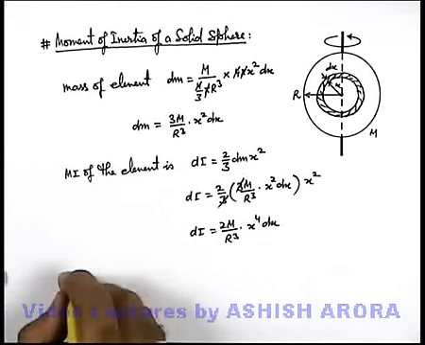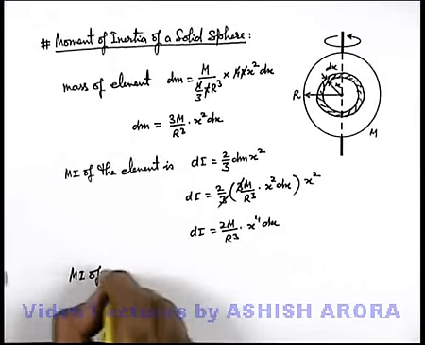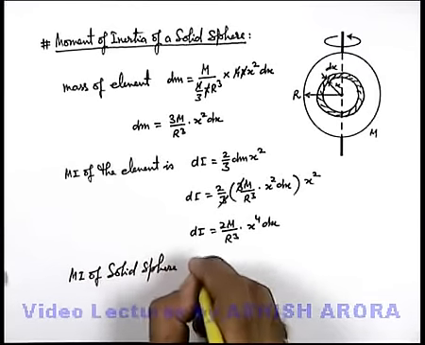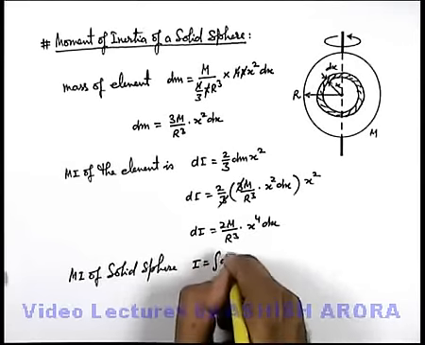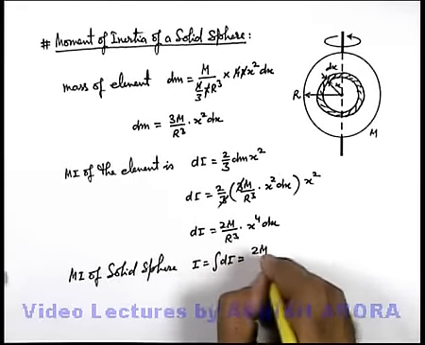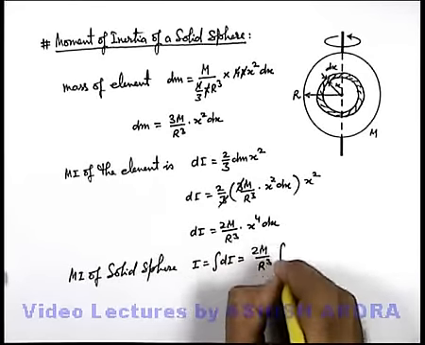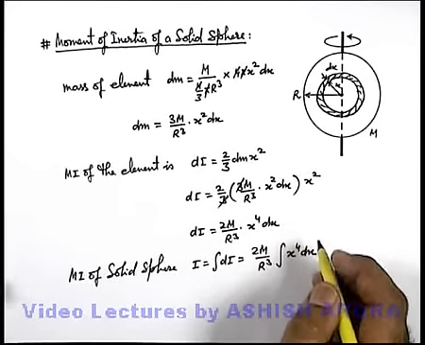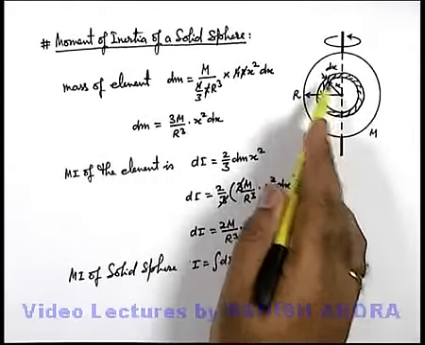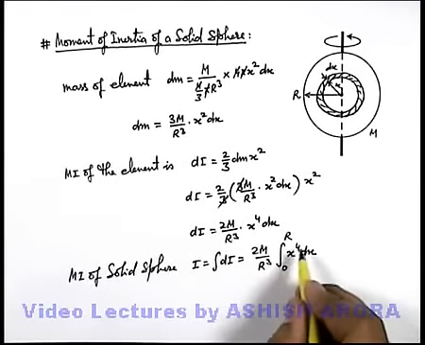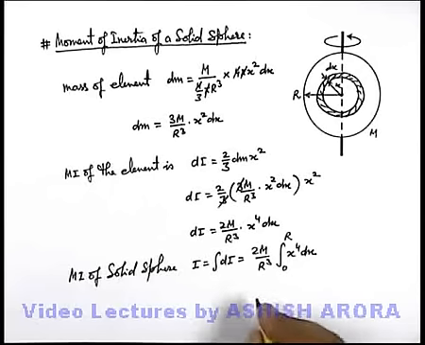So the total moment of inertia of the solid sphere can now be directly given by integrating this dI. And here, as 2m by r cube is a constant, we can keep the constants outside the sign of integration. It is x to the power 4 dx. And the limits of x we substitute from 0 to r. So the integration of x to the power 4 can be given as x to the power 5 by 5.